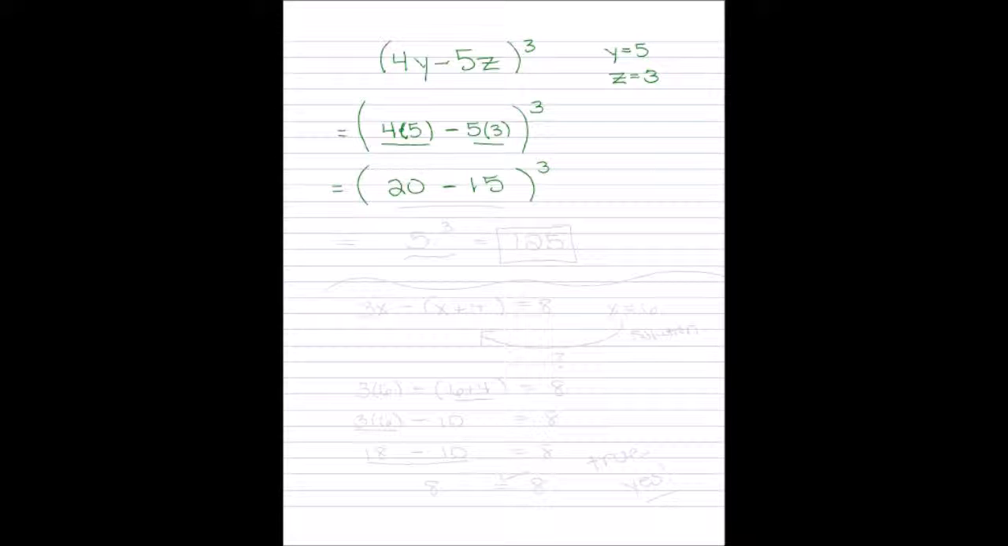I'm still working inside the parentheses. So I do my subtraction. This is going to be 5. And then I have it to the third power. So the parenthesis is gone. Now I need to do the exponent. This is 5 times 5 times 5. And when you multiply 5 times 5 times 5, you get 125. So this is your answer.